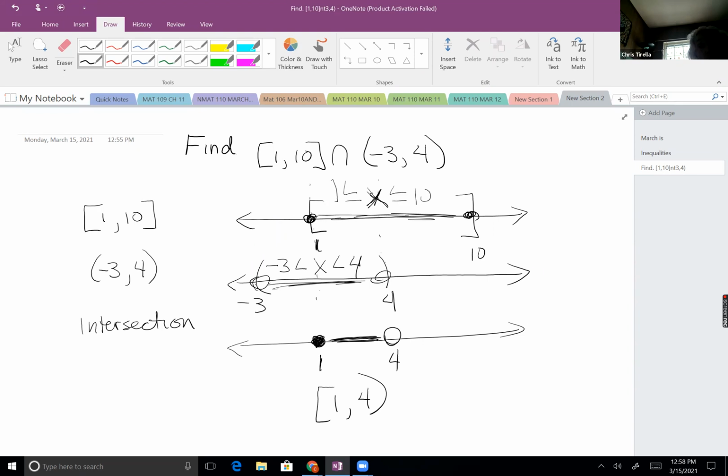I'm not including it. And so when I look at the intersection, the overlap, since I've got a closed dot at 1 here, and since my number line obviously includes 1 here, I'm going to include 1 in the intersection. However, over here, in the second one, I'm going up to 4, but not including it. And since 4 isn't included in that second number line, it won't be included in the intersection.